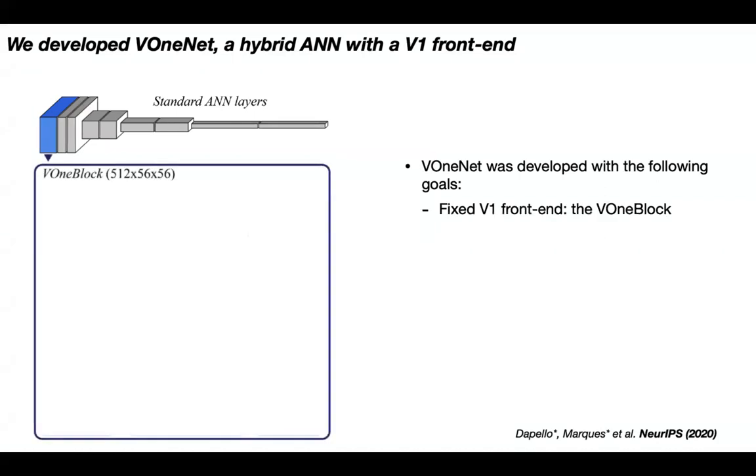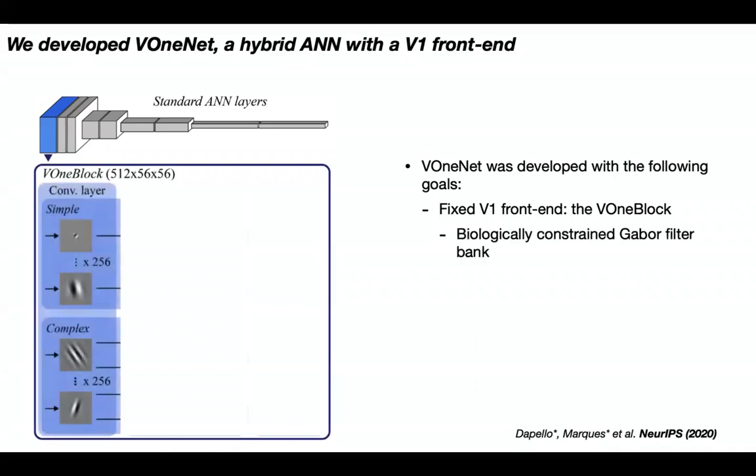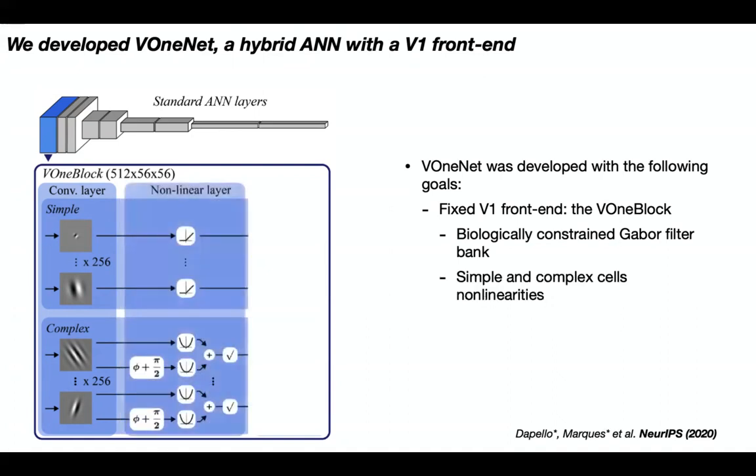So the VOneNet was developed with the following goal. It has a fixed VOne front end, which we call the VOne block. The VOne block contains a Gabor filter bank. This is a convolutional layer, but the kernels of the filters are all defined by the Gabor function. And it's followed by a nonlinear function.